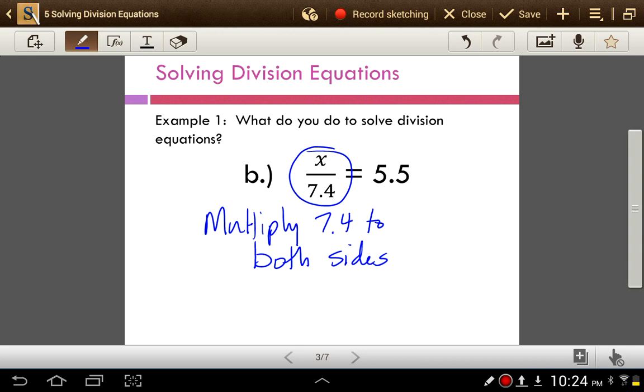Alright, let's move on to actual solving problems in our next example. If you need to pause, go ahead.